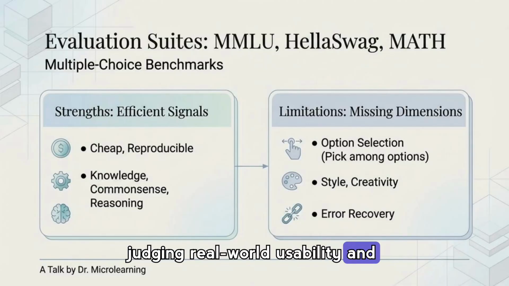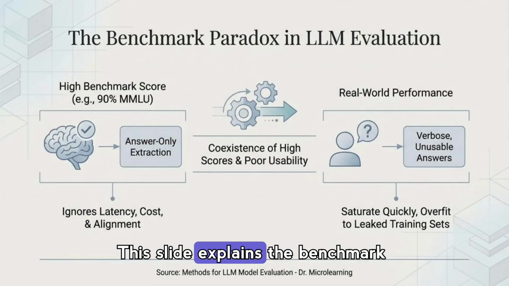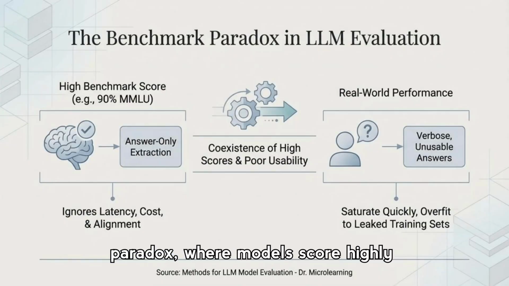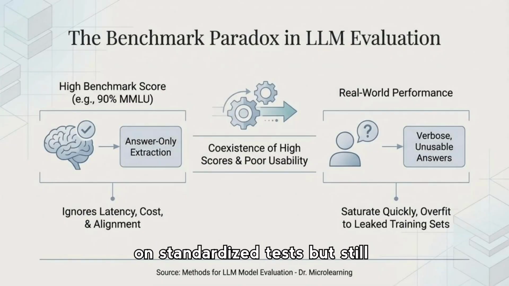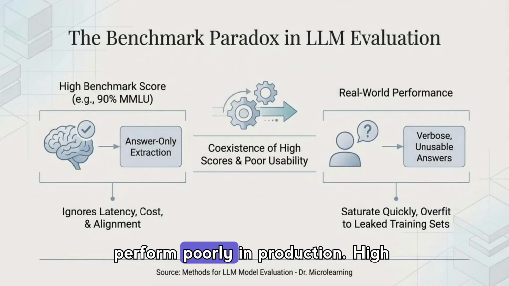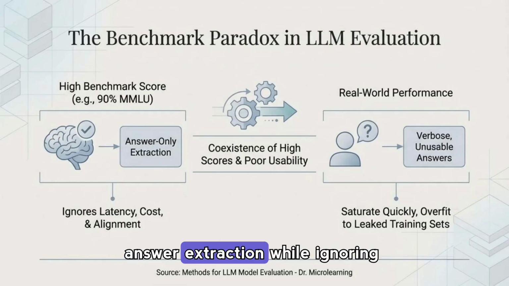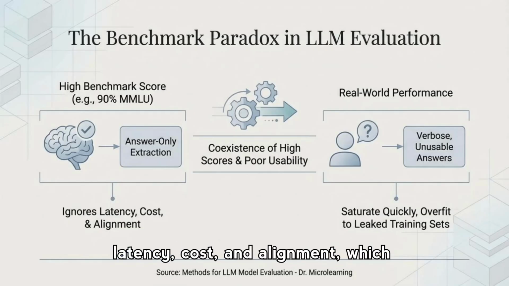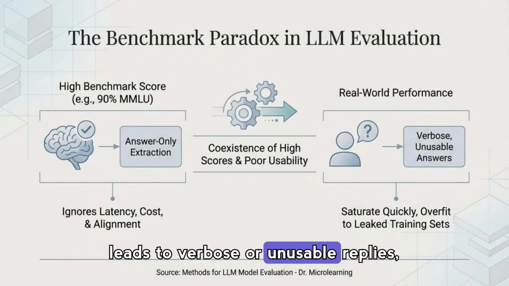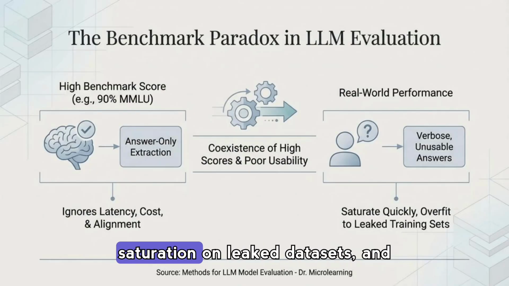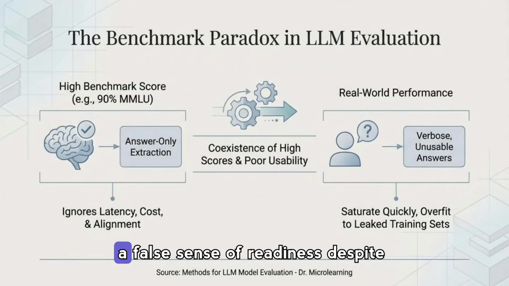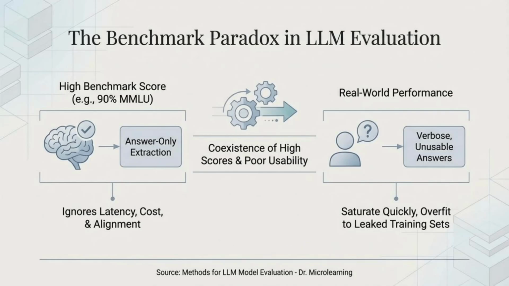real-world usability and robustness. This slide explains the benchmark paradox, where models score highly on standardized tests but still perform poorly in production. High benchmark scores often measure answer extraction while ignoring latency, cost, and alignment, which leads to verbose or unusable replies, saturation on leaked datasets, and a false sense of readiness despite real-world usability gaps.